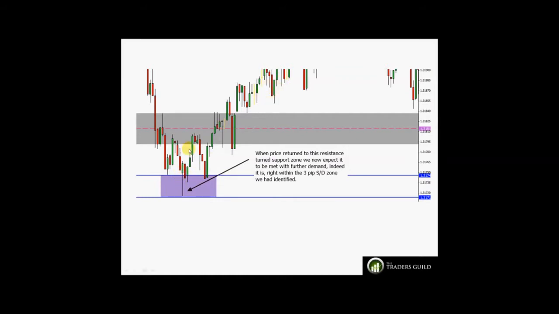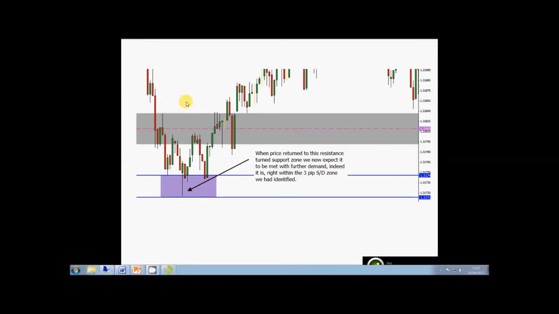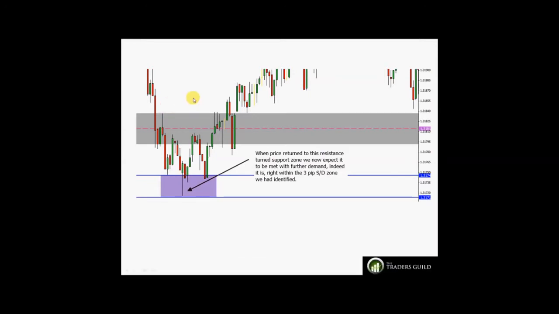Okay, within this 3 pip zone that we identified on the 1 minute time frame by looking at the breakout area, we identified the exact 3 pip zone where price was then met with demand again on the first retrace. Okay, so that's example 1. I'm going to look at a second example now.